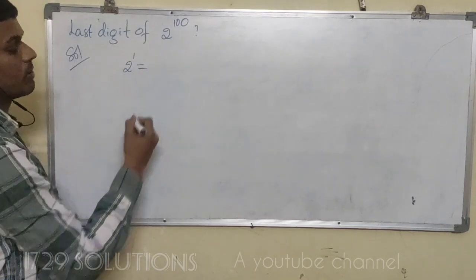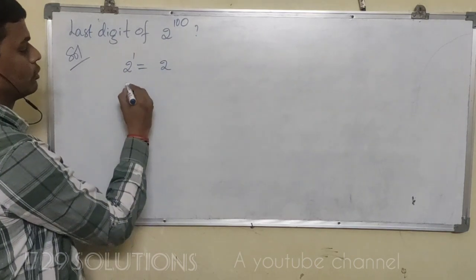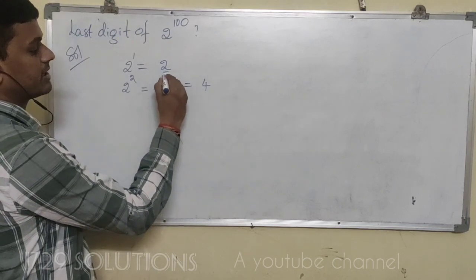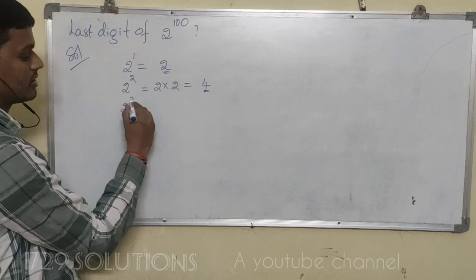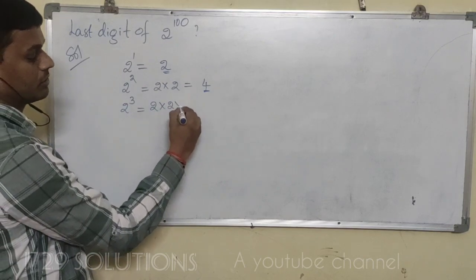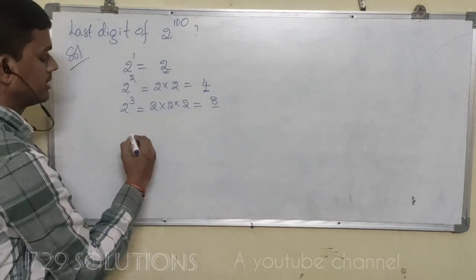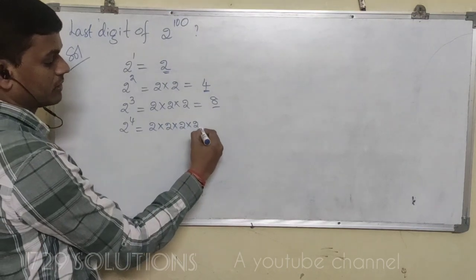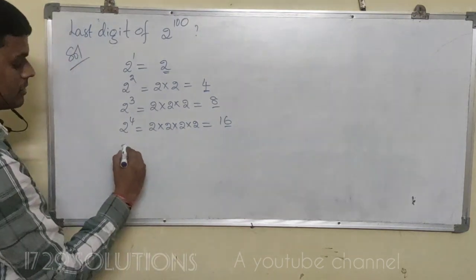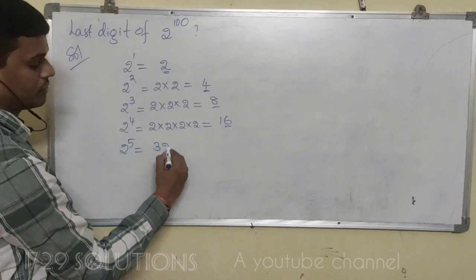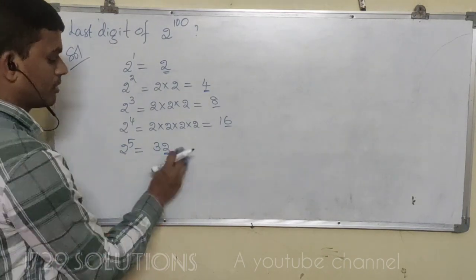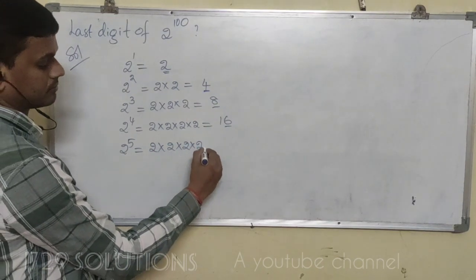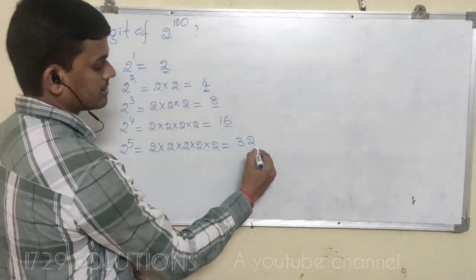First take 2 power 1, which is 2. Then 2 power 2, 2 into 2, the value is 4. Now 2 power 3, 2 into 2 into 2, the last digit is 8. Now 2 power 4 is equal to 16, the last digit is 6. Now 2 power 5, you will get 32, the last digit is 2. 2 power 5 is nothing but multiplying 2 five times.